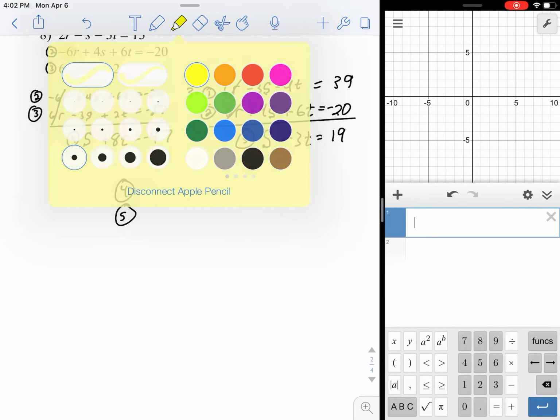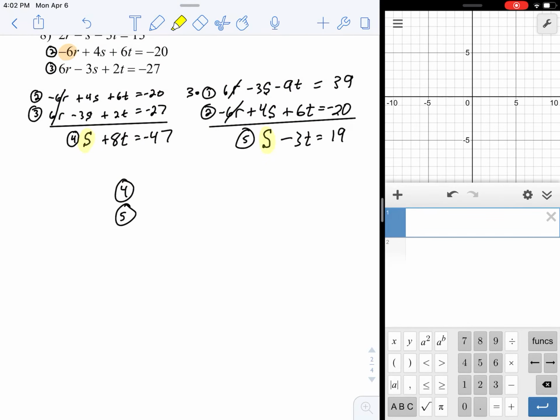So I see that we have s here and s here. If one of them was a negative s, they would cancel. So what I'm going to do is keep equation 4 the way it is: s plus 8t equals -47. Equation number 5, I'm going to multiply that by -1. So a little side note there, multiply everything here by -1. That's -s plus 3t equals -19. -1 times here, -1 times there, -1 times there.